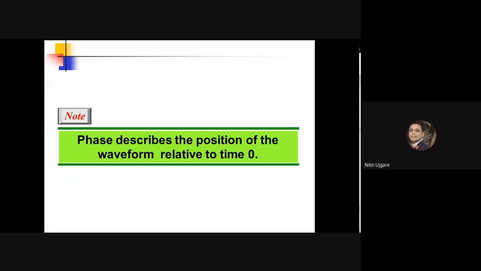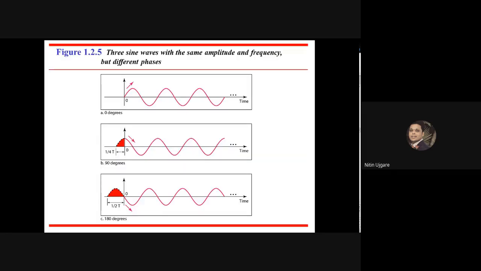Then comes the next, third parameter, that is phase. Phase describes the position of the waveform relative to time 0. If you think of the wave as something that can be shifted backward or forward along the time axis, then phase describes the amount of phase shift.